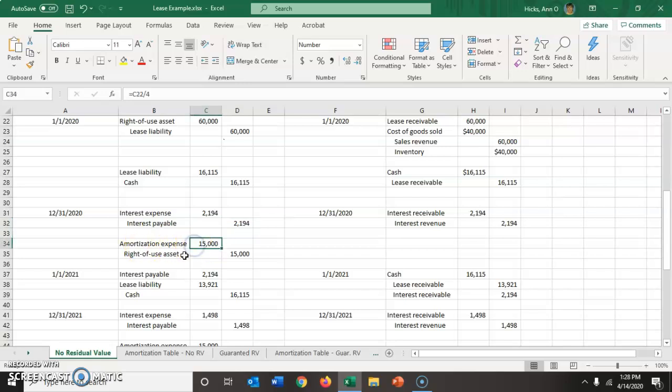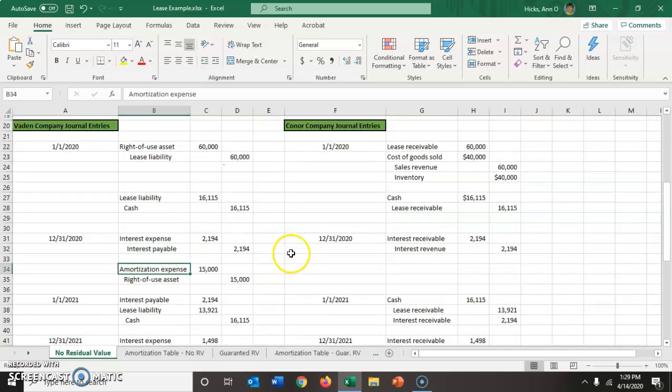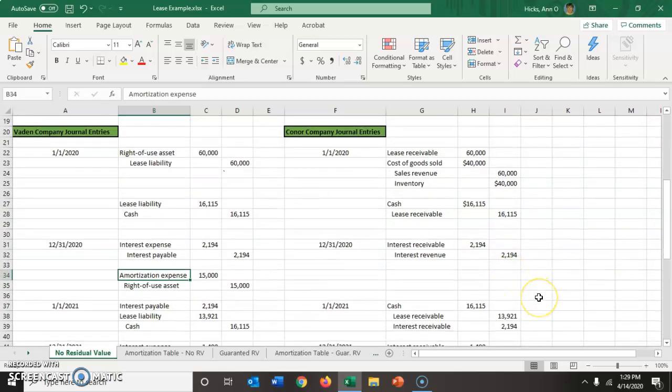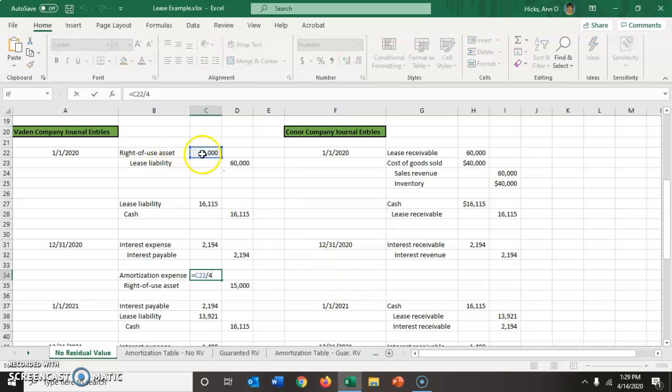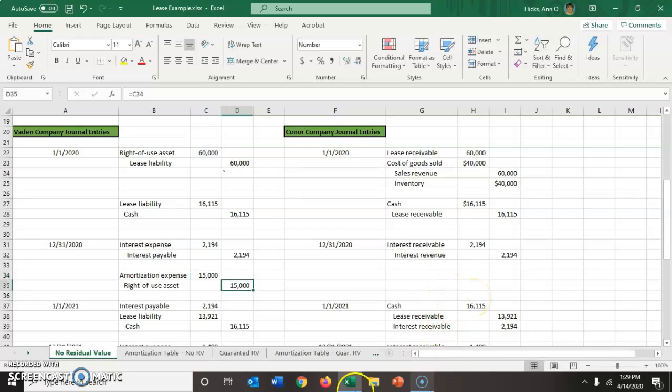The other thing we have to do on 12/31 is, since we're carrying this asset on our books, we have to amortize that asset. Typically, we're going to do that using straight line. So you'll notice I've debited amortization expense for the cost of $60,000 divided by the 4-year life. And then I've credited the right of use asset.